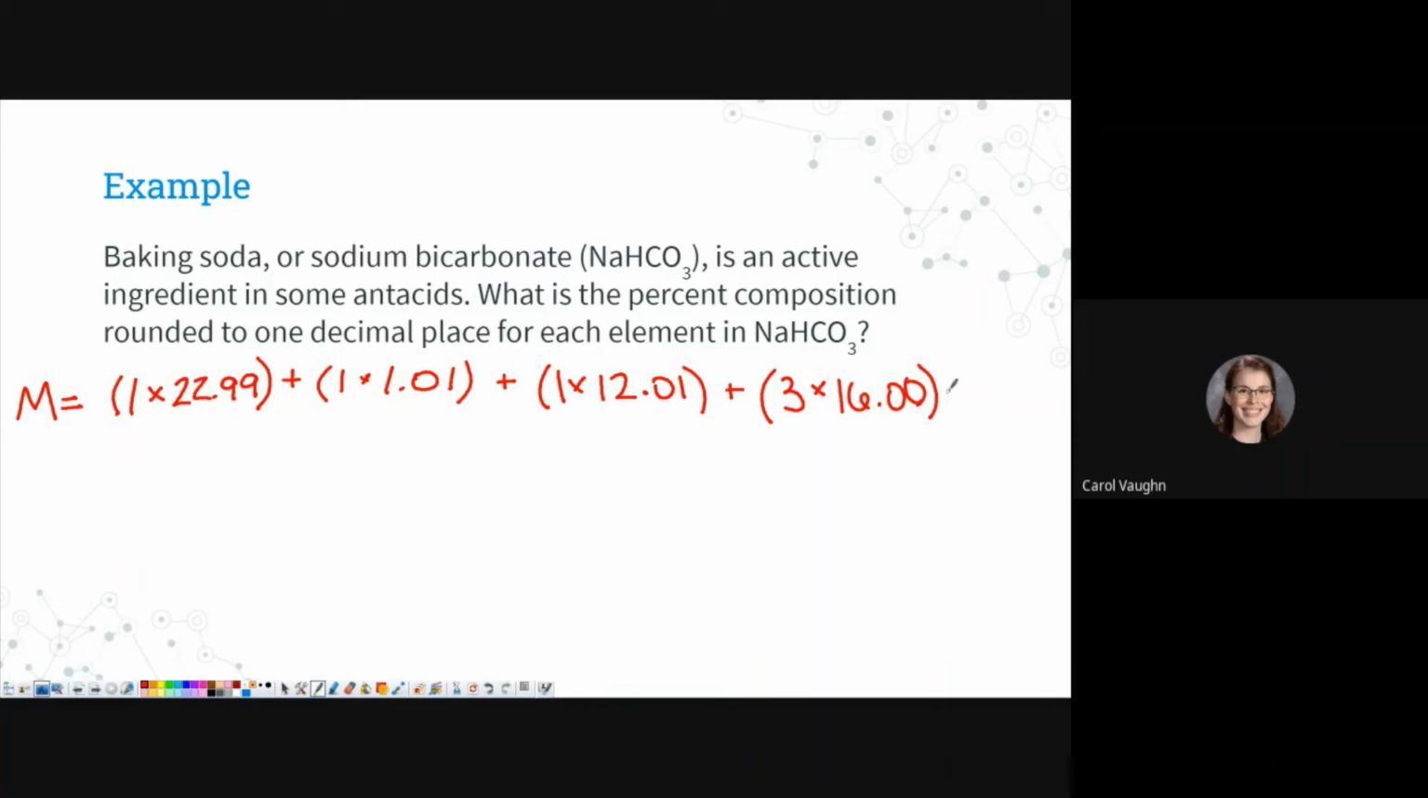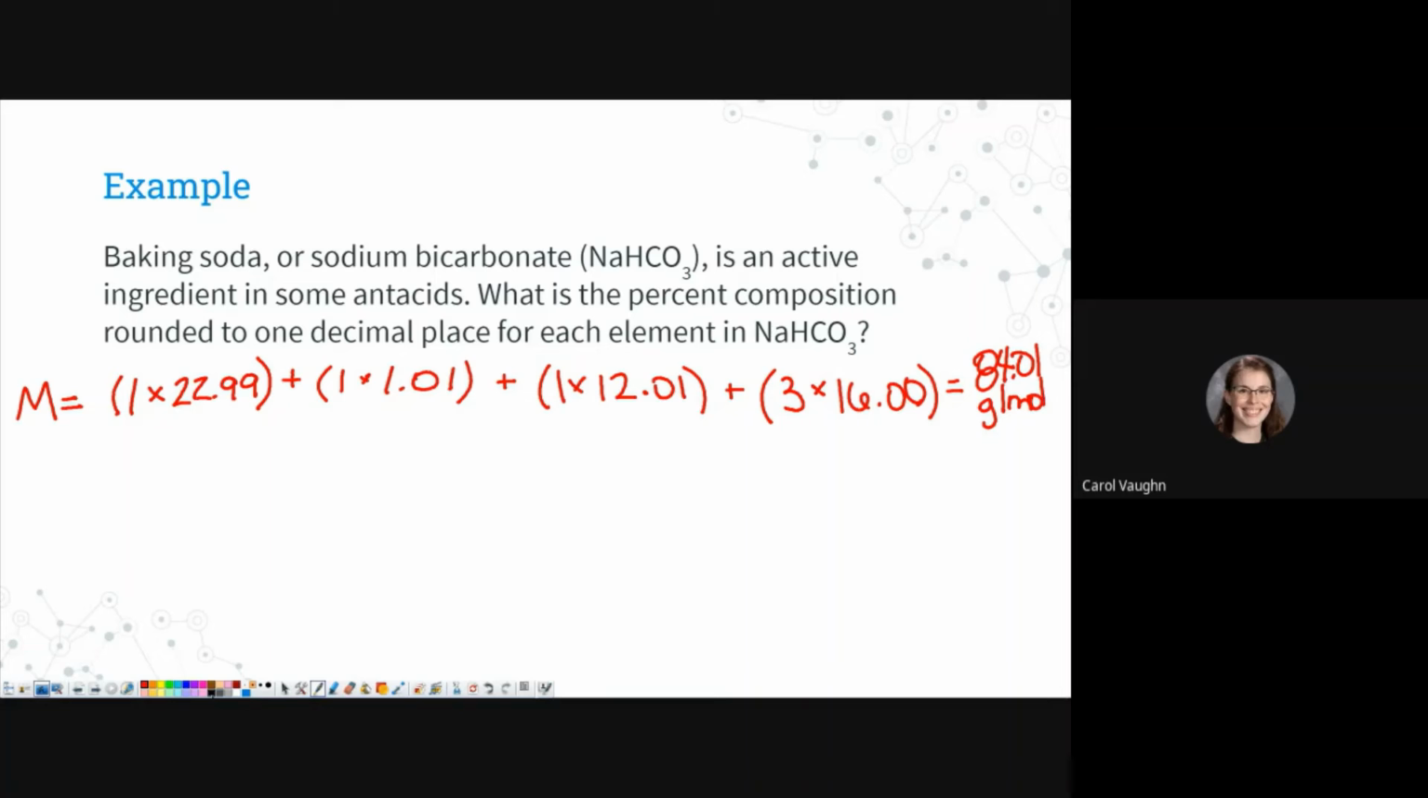So for any of you that were working ahead because you realized what I was doing, does anybody have this number calculated yet? A couple of you do. Isaac, what'd you get? 84.01. What do we think? I think it's right. It is right. So my molar mass, 84.01 grams per mole. So am I going to put this in the top or the bottom of that fraction in my equation? It's going to go on the bottom.